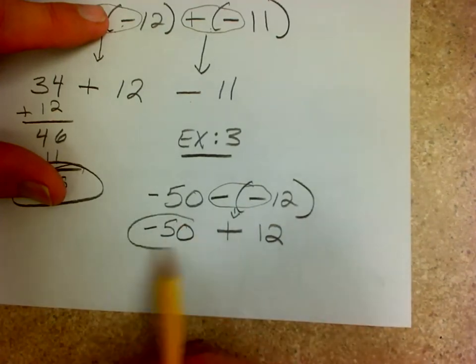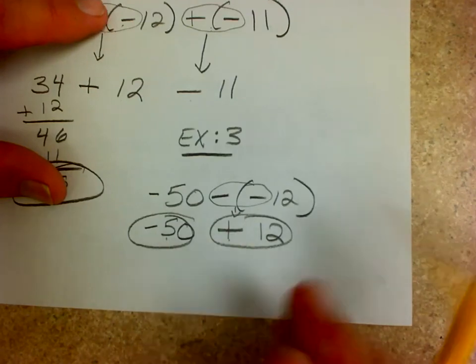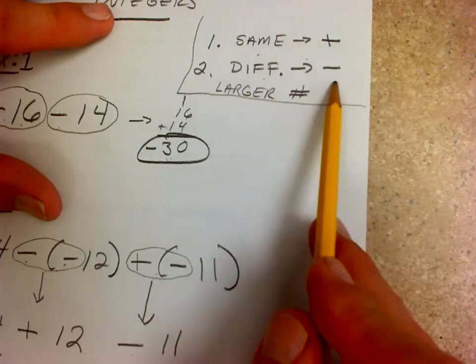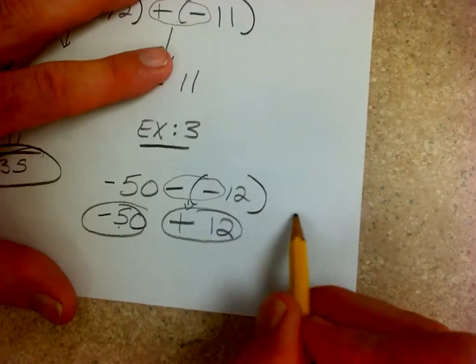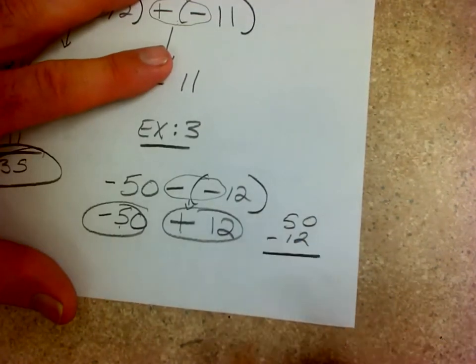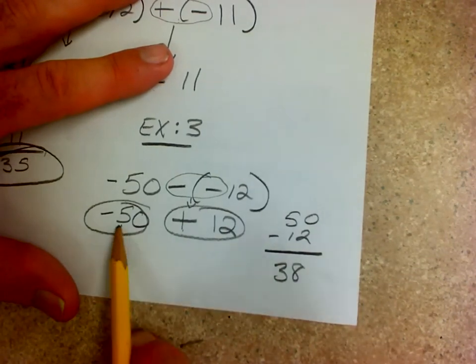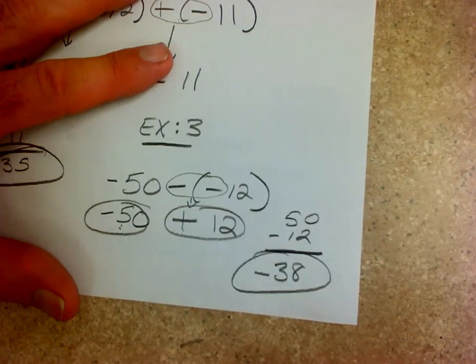All right, so now when we circle our terms, we need to recognize that we have different signs. Okay, we got a positive 12 and a negative 50. Remember all the way up here, different signs means we want to subtract our terms. So that means we should be doing 50 minus 12, which is 38. Okay, now which 38 is it? Our larger term tells us we should go with negative 38.